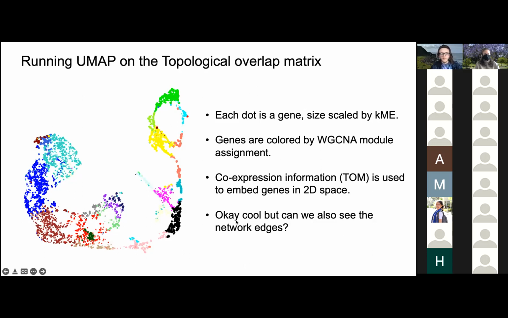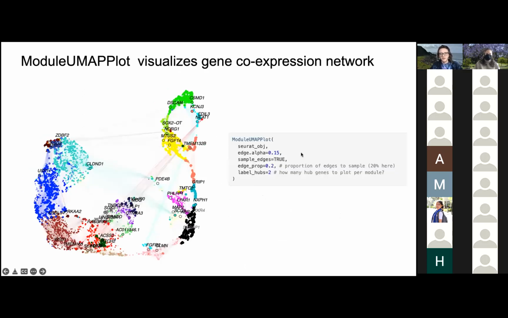But the network has edges as well as nodes, so how can we actually see the edges? We include this module UMAP plot function to plot the whole network together. You can imagine with all these different genes, there are a lot of different network edges. So we have a parameter that plots the top whatever percent of edges in each module. You can also just take a random sample of the edges.